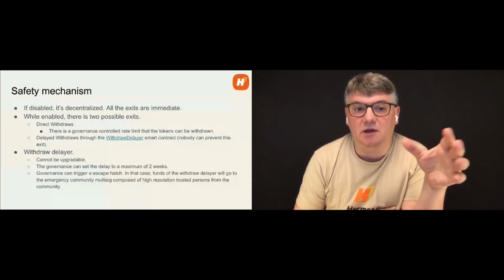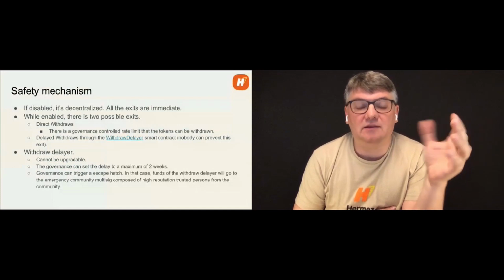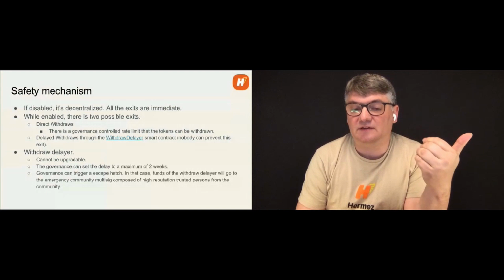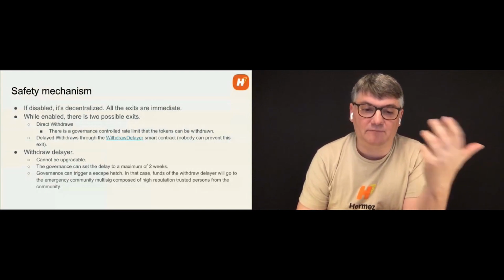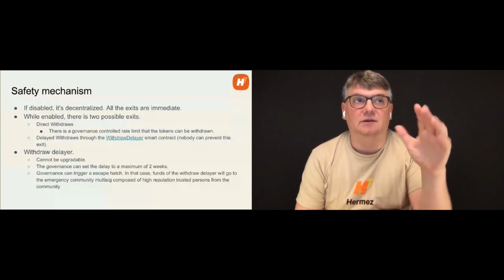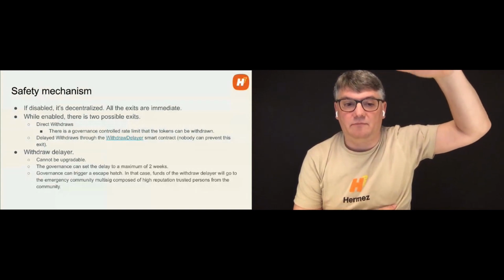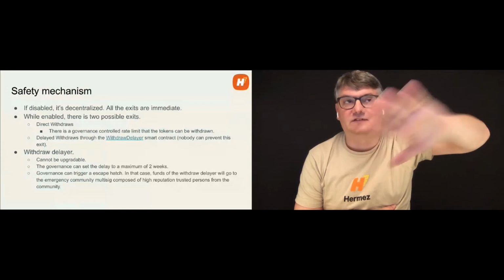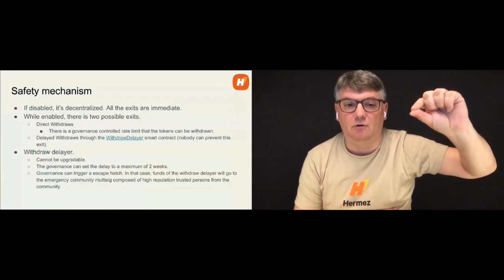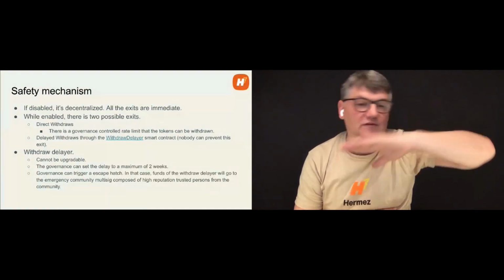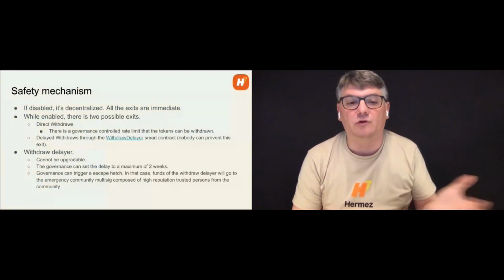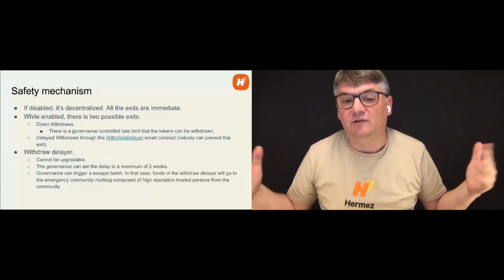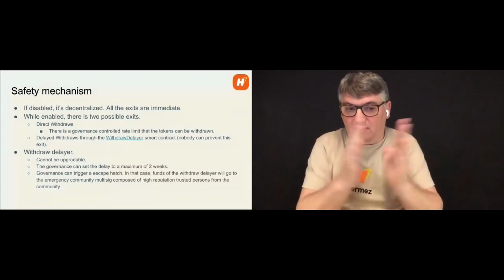can happen. And during this delay, the governance can switch. For example, if there is a problem and we detect some problem in the rollup, we can stop direct withdrawals just by putting a very low limit. So we just stop withdrawals. Everything needs to go to the withdraw delayer, and we can delay that to a maximum of 2 weeks.